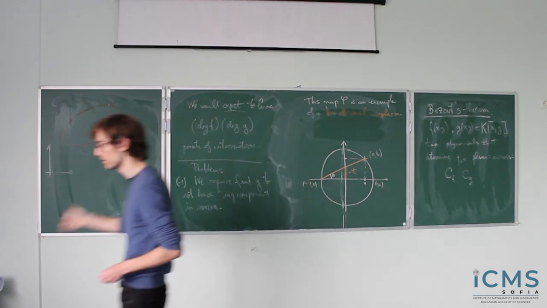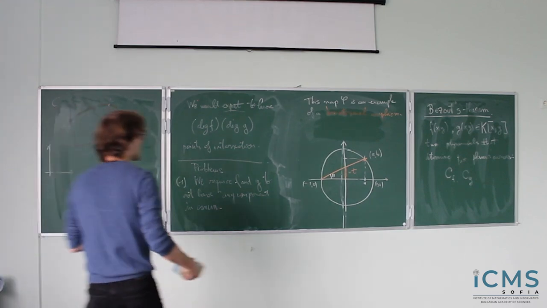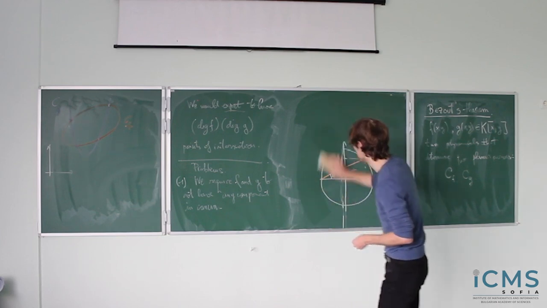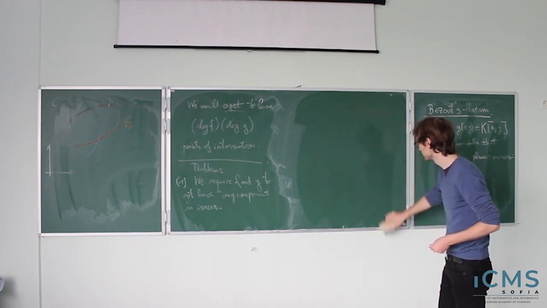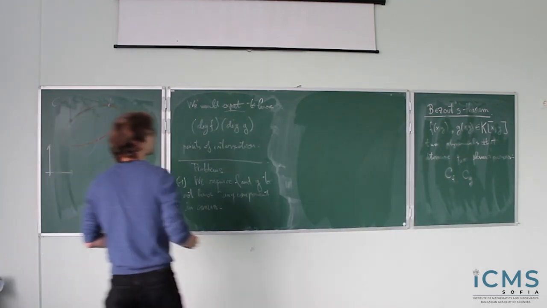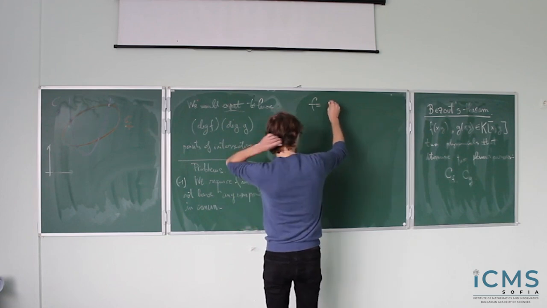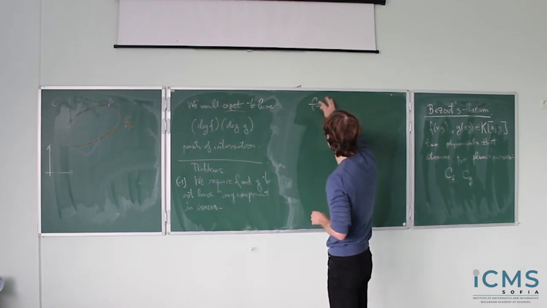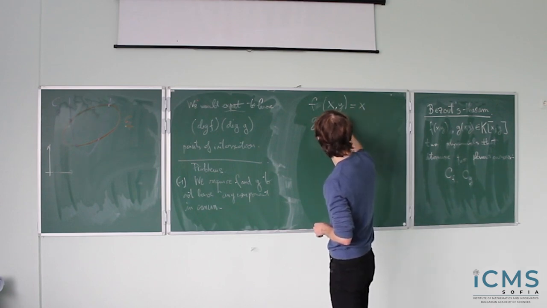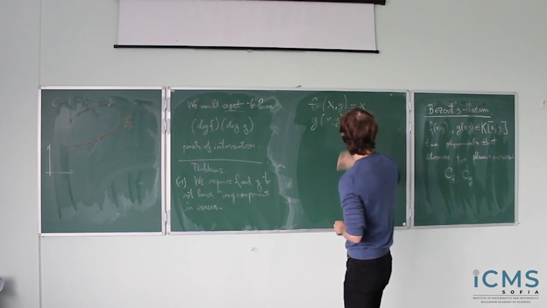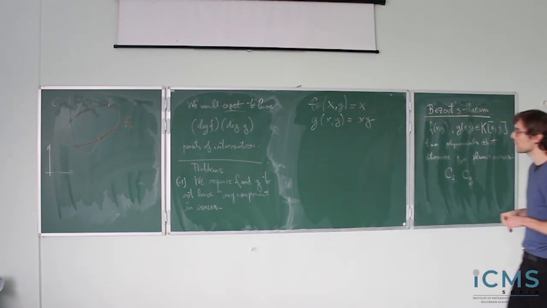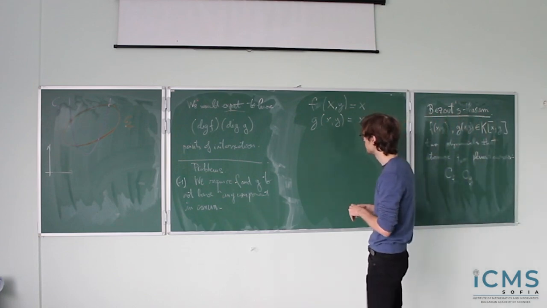So here is another example of what might happen. I'll give you a very explicit, very easy example. So we are simply going to consider f of x, y, which is x, and g of x, y, which is x times y. These are very simple to draw.